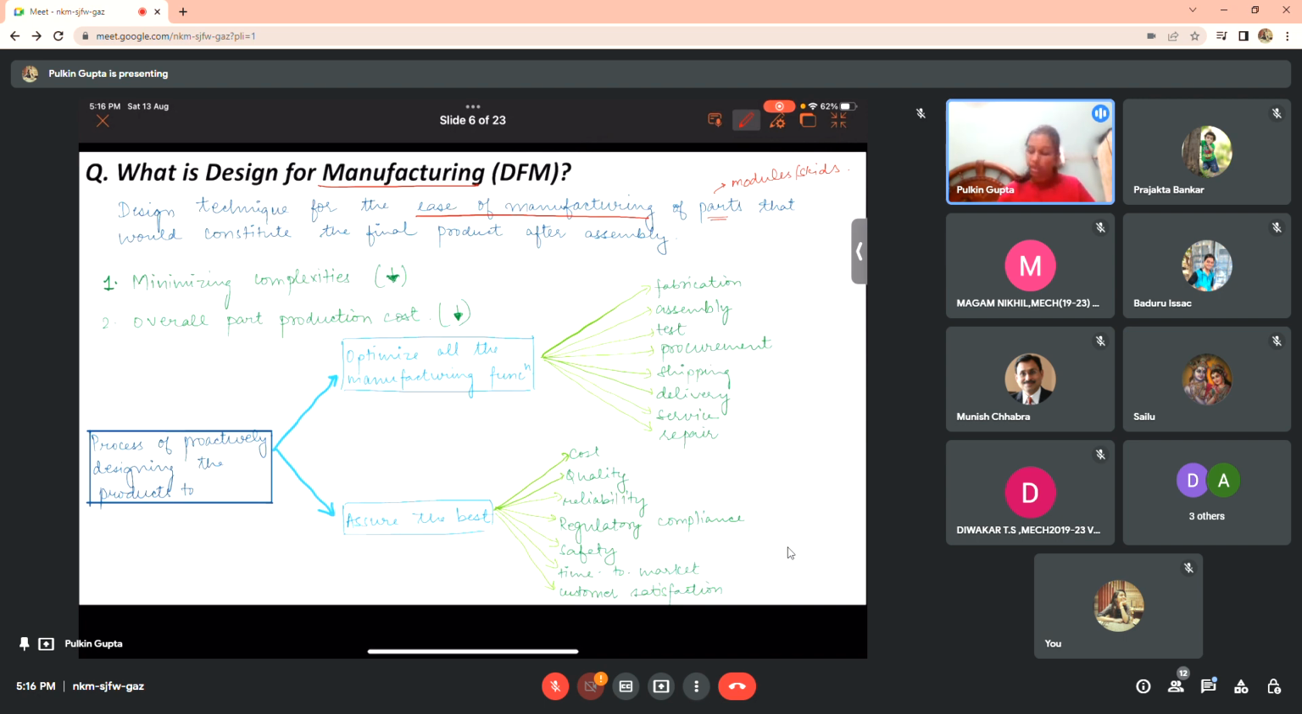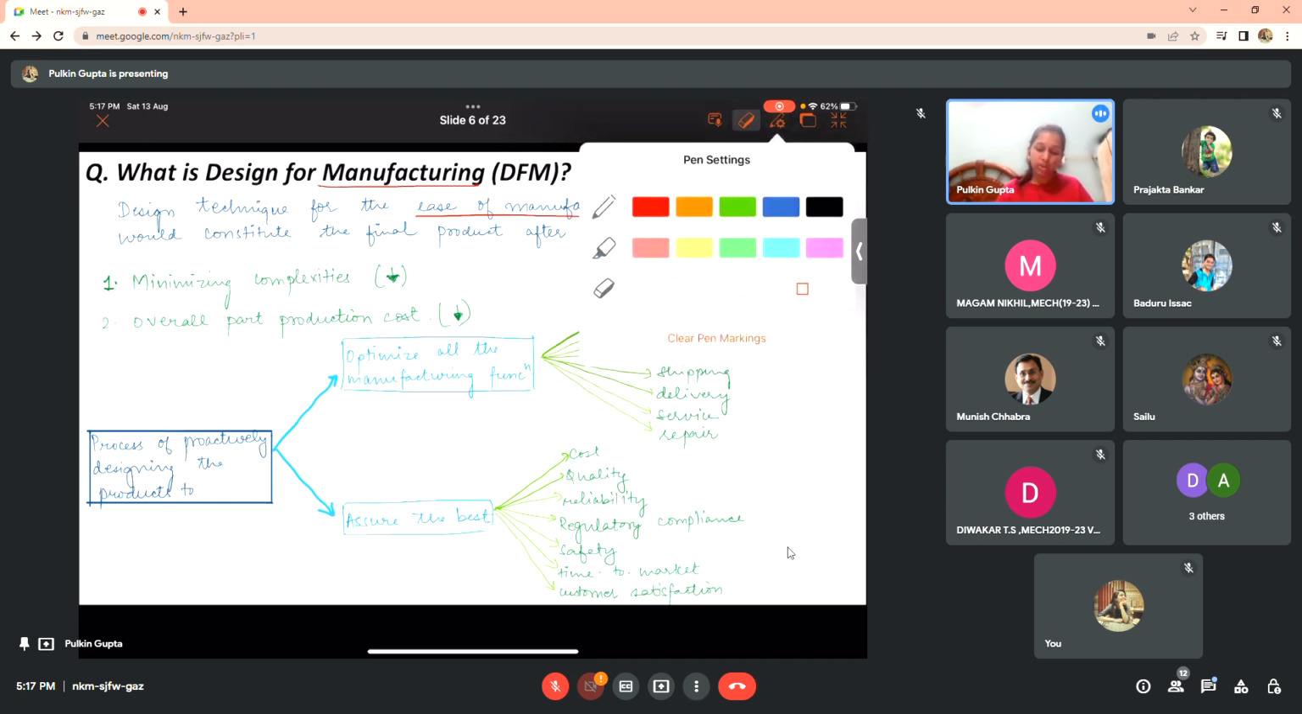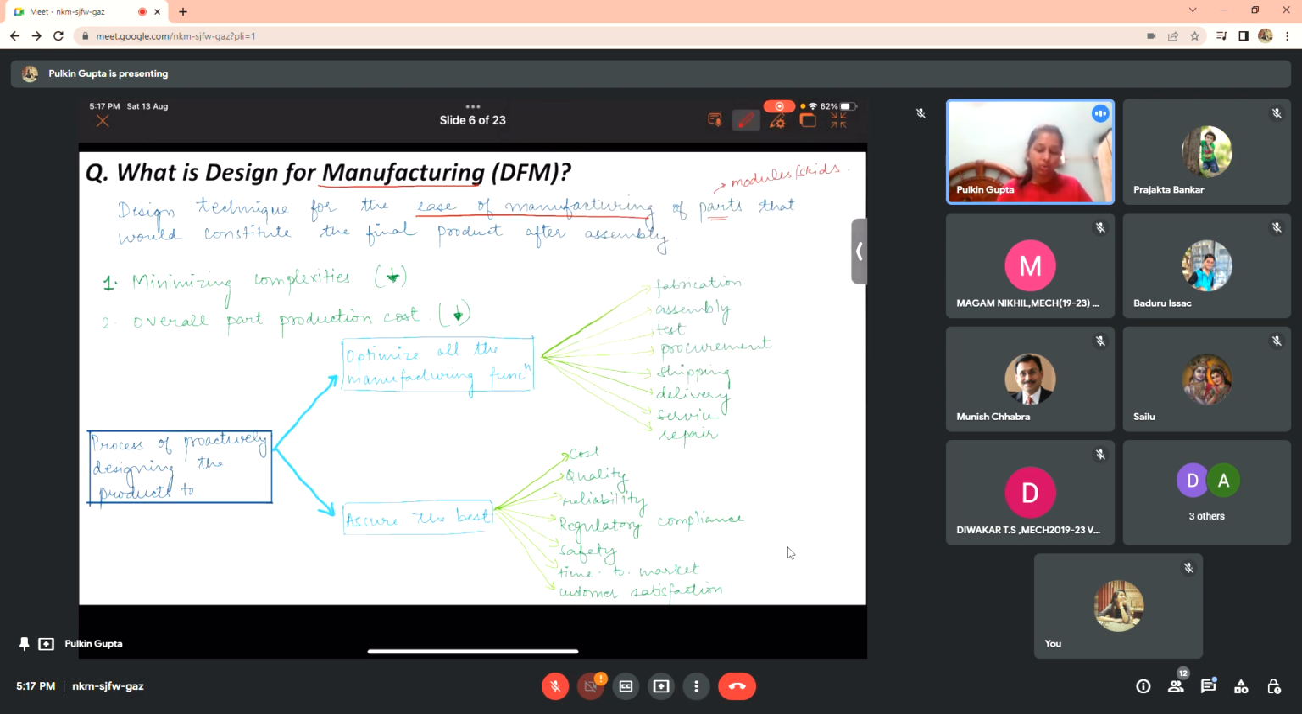So, what is the main aim of this design for manufacturing? It basically focuses on minimizing the complexities, and it reduces the overall part production cost. So it is giving us two major benefits. That is, it is reducing the complexity, so this would enable us to use sufficiently easy manufacturing processes, and it reduces overall part production cost as well.